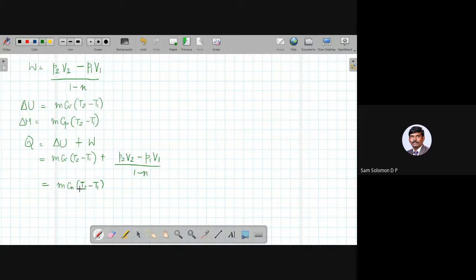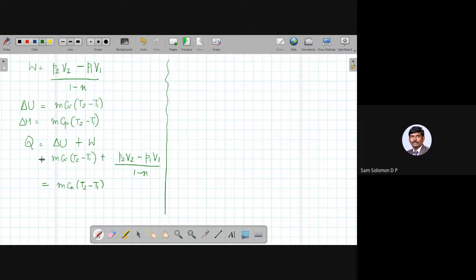There is one more derivation over here, but I don't want to do it in today's class because just now we have seen PV power gamma equal to constant. So I want you to practice that first, and then we will come back to a specific equation which we can get for the heat transfer.